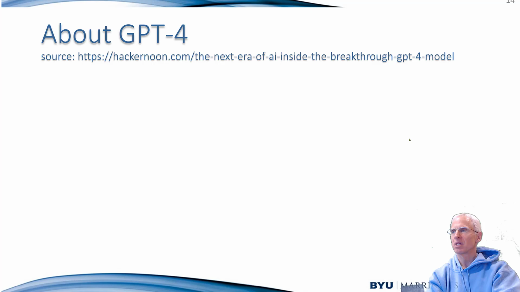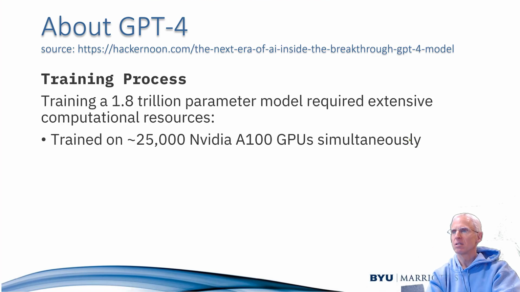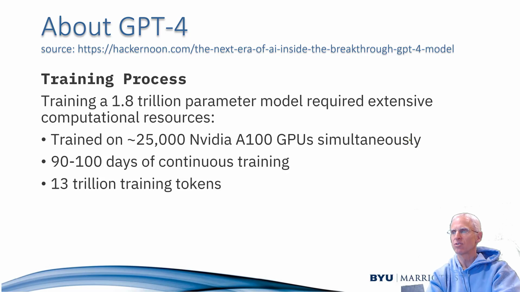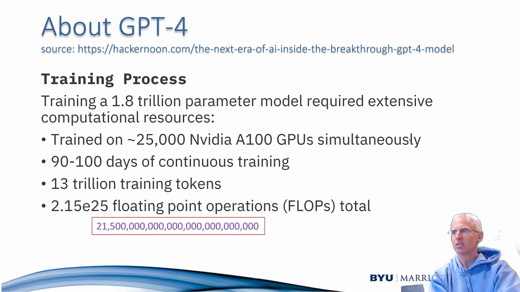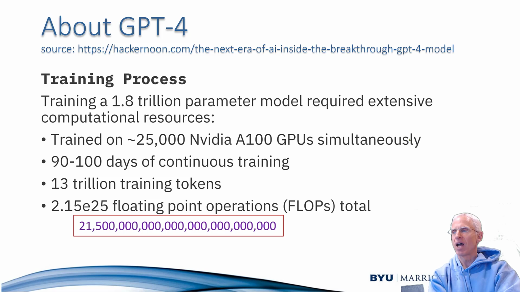All right, scalability, what else from this article? 13 trillion training tokens, I already mentioned this, sorry, it's a little repetitive. This is an interesting number: to train GPT-4, it took 2 times 10 to the 25th power floating point operations, so 2 followed by 25 zeros. Now how big is that number? Here we go, here's the number, 2.5 and 20 zeros after that.